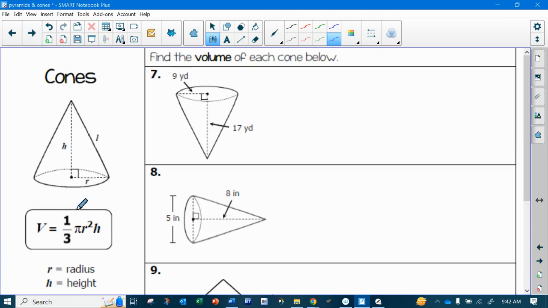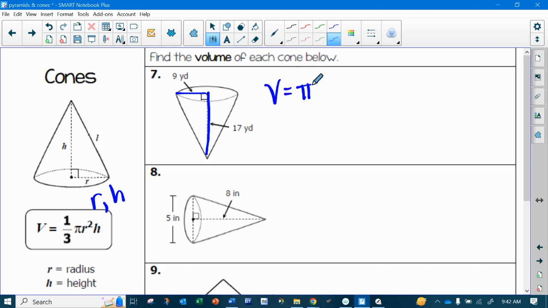Notice it's still 1/3. Your big B is pi r squared. So you're just going to do pi r squared h, just like we did with cylinders, but you're going to divide by 3. So all I need is a radius and a height. Those are the only two things you need. My radius here is 9. My height is 17. Plug and chug.